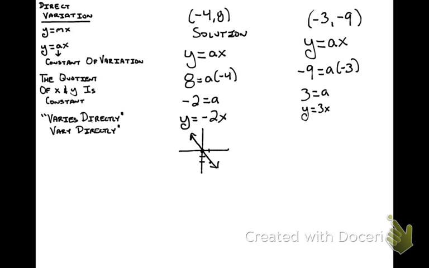And that's pretty easy to graph. The y-intercept is 0. We'll go up 3, to the right 1. There's our line, and we're done. So that gets you through example 1, section 2.5 on direct variation.